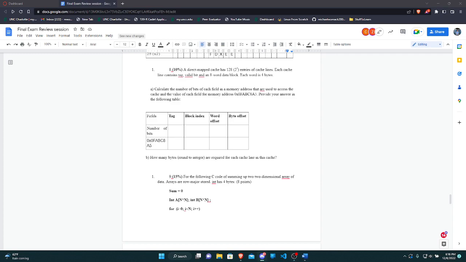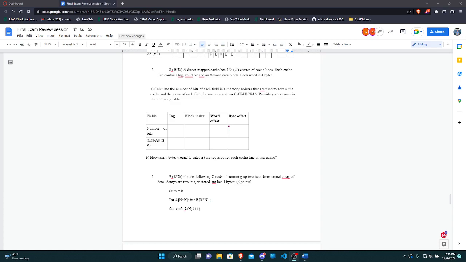Number 8, it's saying a direct mapped cache has 128 entries of cache lines. Each cache line contains a tag, a valid bit, and an 8-word data block. Each word is 4 bytes. And then it says here we'll need to calculate the number of bits of each field in the memory address that are used to address the cache and the value of each field for the memory address, and then provide the answer in the following table. Okay. So the first thing to do, I'll start out with the number of bits.